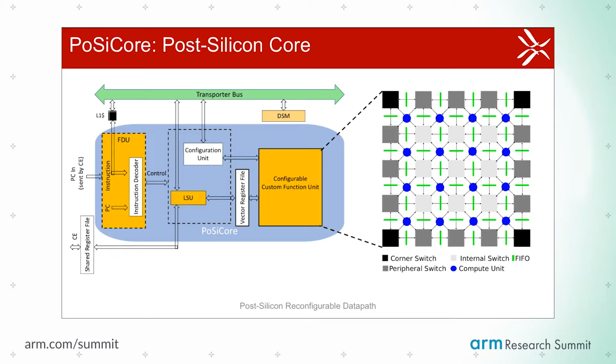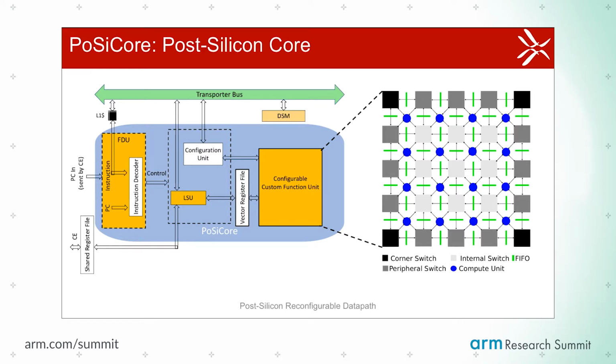The three main components of PoSiCore are the fetch decode unit, FDU, the load store unit, LSU, and the configurable custom function unit, CFU. The fetch decode unit fetches the instructions from DSM and decodes them. Appropriate control signals are generated which control the rest of the modules of PoSiCore.